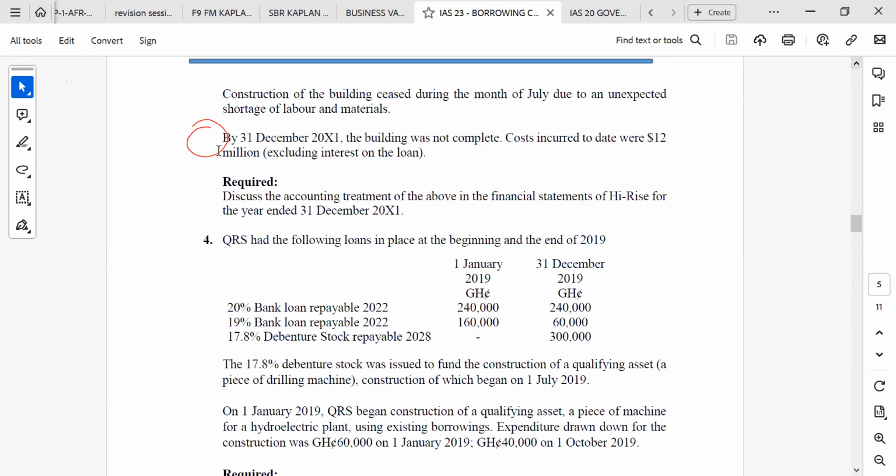Look at this question, question 4. You can see that you are given the loan at the beginning and at the end, but one of them is not the same. We have 60,000 against 160,000. But the question now is, which of them are we going to charge the interest on?